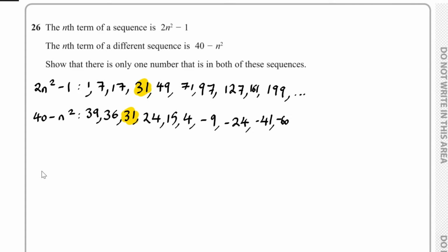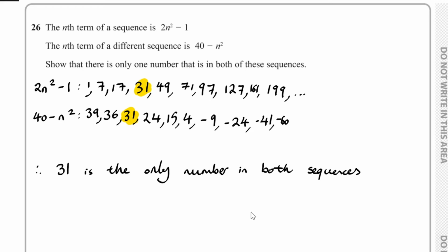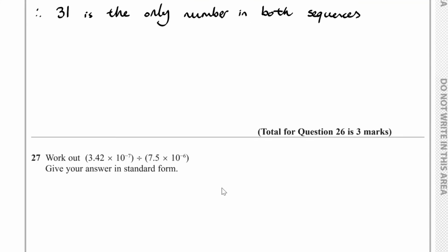Okay, so therefore 31 is the only number in both sequences.